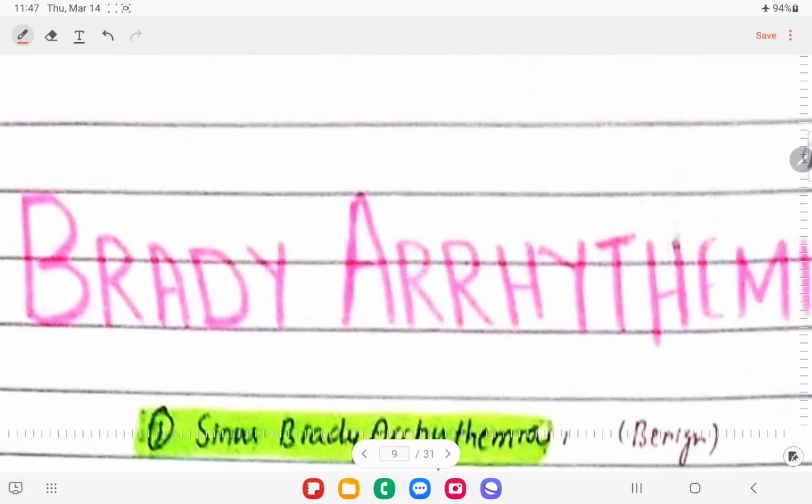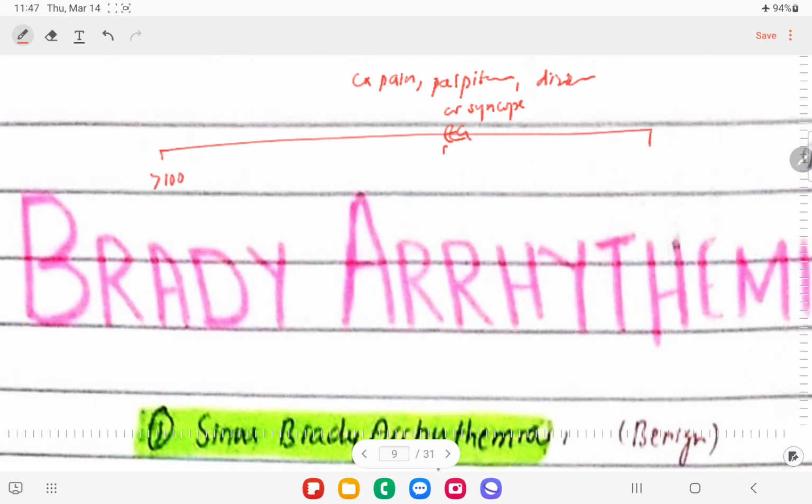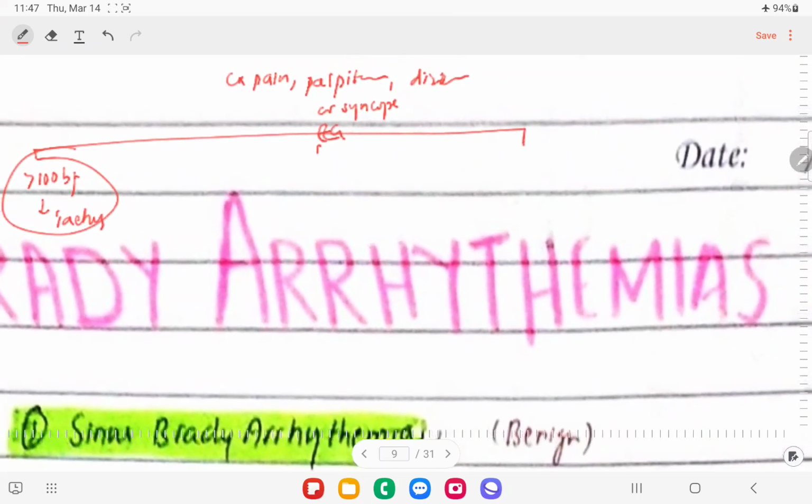If any patient is complaining of chest pain, palpitations, dizziness or syncope, what we need to do is get an ECG done. Once we get the ECG, we have to check the heart rate. If it is more than 100 beats per minute, we are going to call it tachyarrhythmias, which I will cover in the tachyarrhythmias topic. If the heart rate is less than 60 beats per minute, we are going to call it bradyarrhythmias.